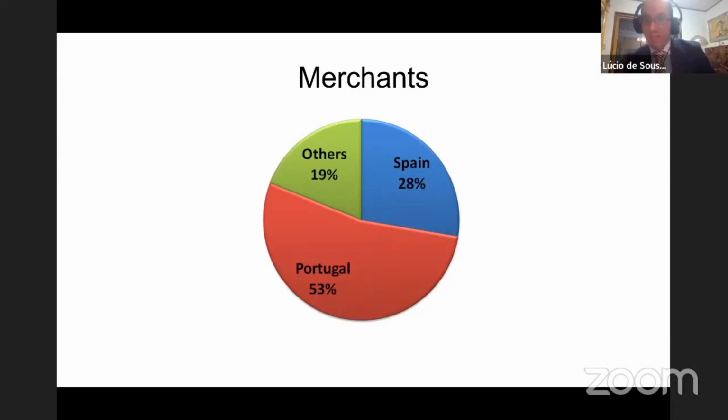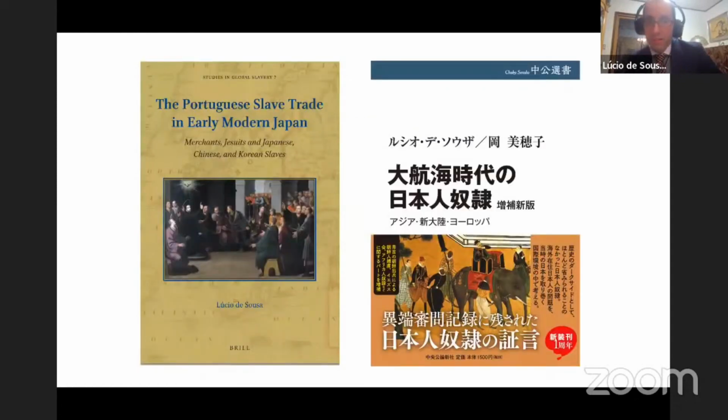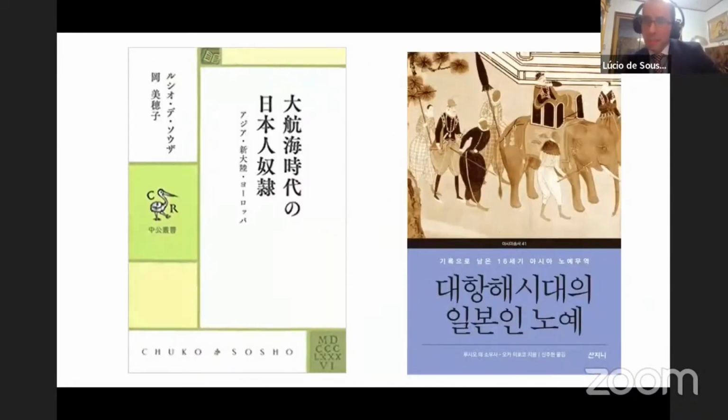I would also like to stress that this presentation, in fact, is a combination of the work of 4 of my books. One was in English, The Portuguese Slave Trade in Early Modern Japan, where I studied the Chinese, the Japanese, and the Korean slaves. Another 2 books I made with Professor Oka of the University of Tokyo, about the Daikokai Jidai no Nihonjin Dorei. During this period, I'm focusing on the Japanese, but I also mention Goa. And finally, the one that I published last year in Korean, where I also talk about Goa, but I mention more the Korean slaves.